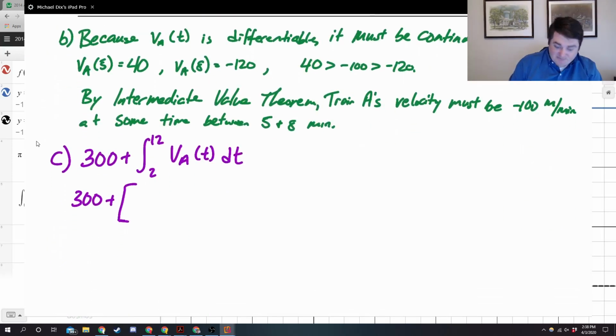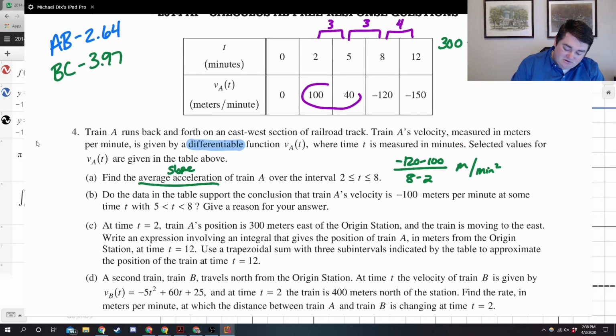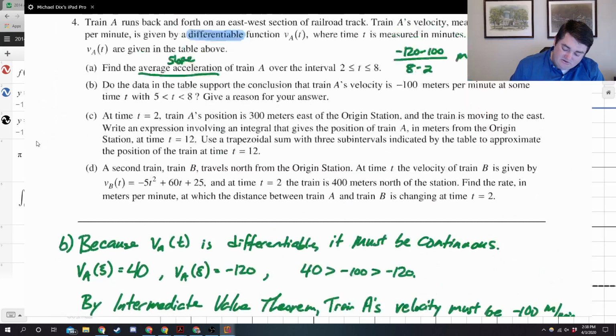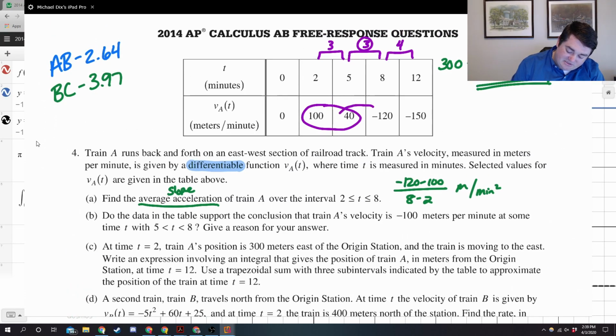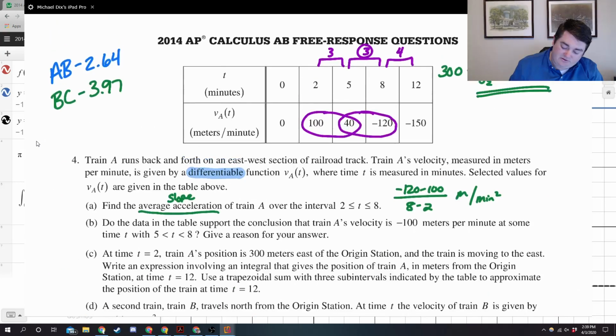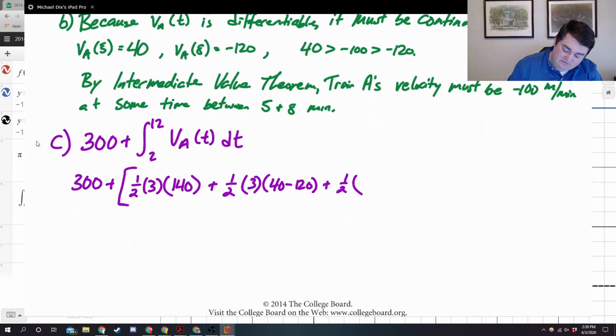So I've got the first trapezoid, 1/2 times 3 times 100 plus 40, plus 1/2 times 3 times 40 minus 120, plus 1/2 times 4 times negative 120 plus negative 150. So that is a trapezoid approximation of the area under the curve.